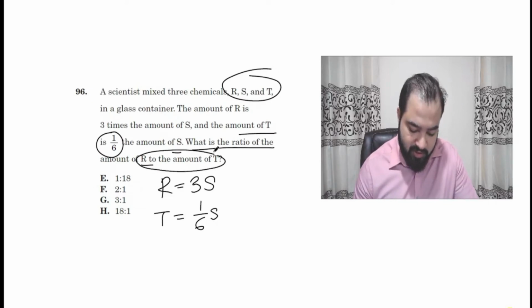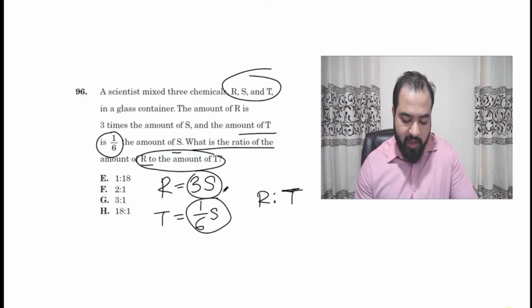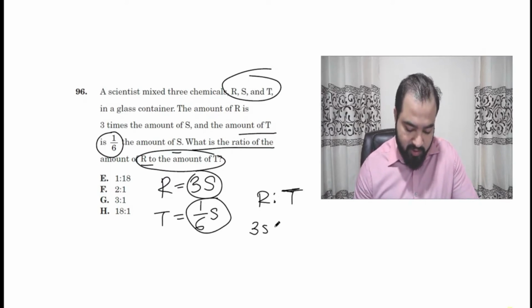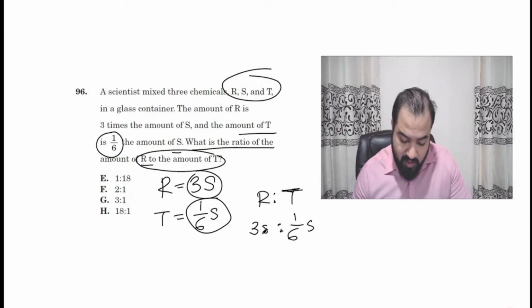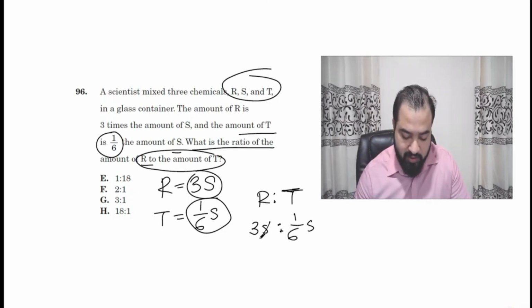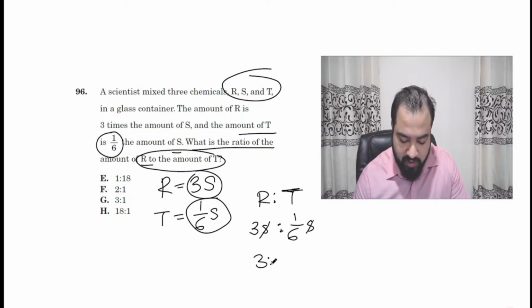So they want to know the ratio of R to T. We know that R is equal to 3S. So 3S to 1/6 S. That's what they want. Now we just have to simplify this. Now we have a variable in both numbers, so you can divide both of them by S, or you can just remove them from both parts of the ratio. So we have now 3 to 1/6.